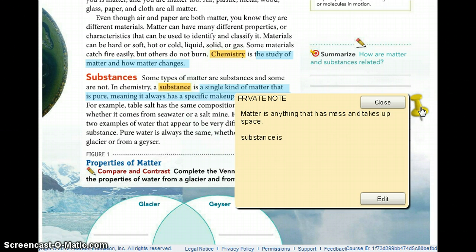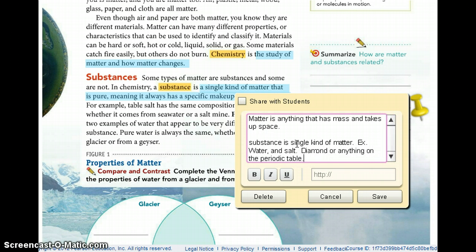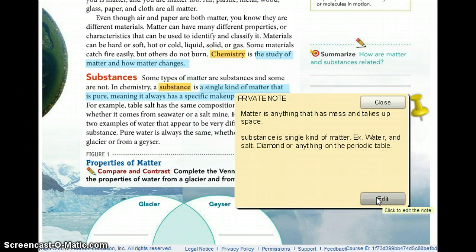Now, if I was going to take a look, we say matter is anything that has mass and takes up space. Substance is a single kind of matter. And we'll put down examples: water and salt. You could also put down a diamond or anything on the periodic table. Okay.